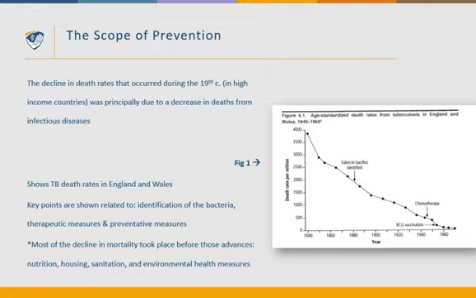So again, this figure here shows key points related to the identification of the TB bacteria, and then the different therapeutic measures and preventative measures. Now notice that most of the decline in mortality took place before those advances in the therapeutic and preventative measures. So, what helped? Changes in nutrition, changes in housing density, sanitation, and other environmental health measures.